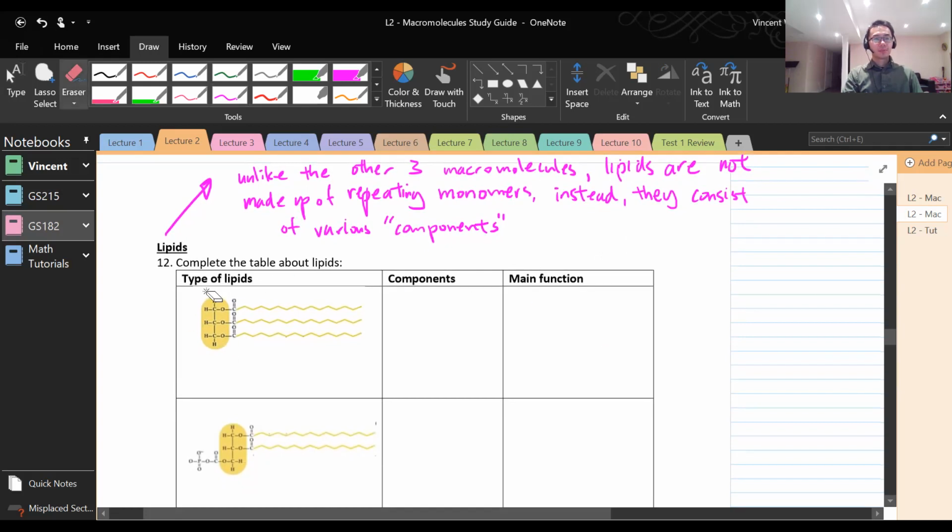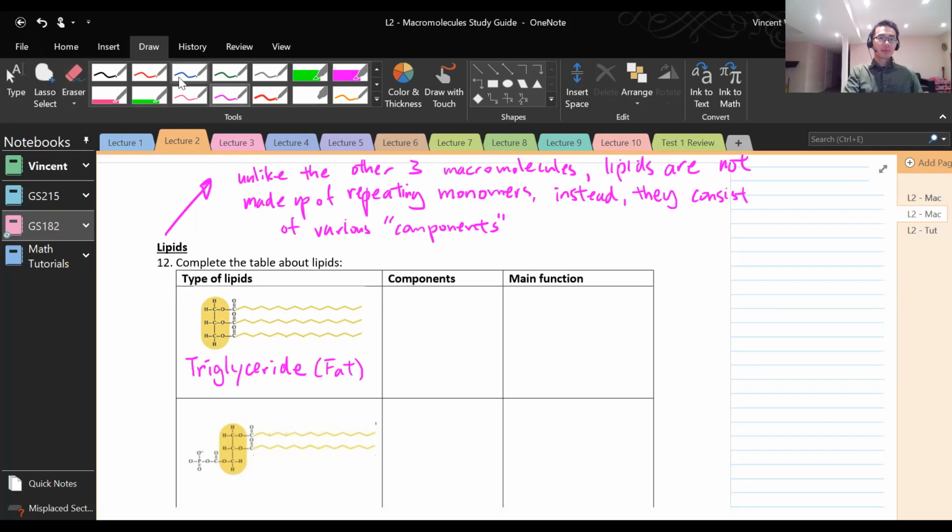Okay, so first here, we have different types of lipids. And the first type of lipid that is shown here is what we call a triglyceride, which is just a fancy word for fat. So a triglyceride, or fat, has two major components.